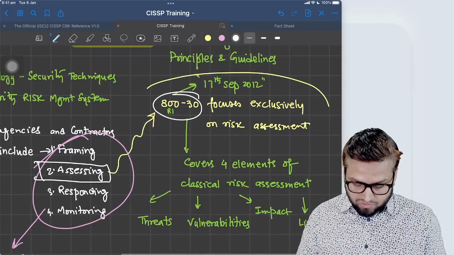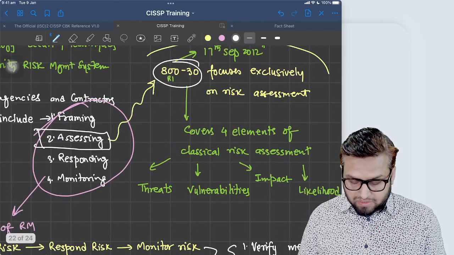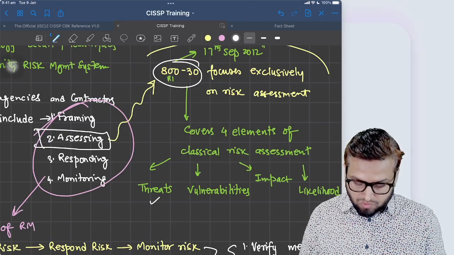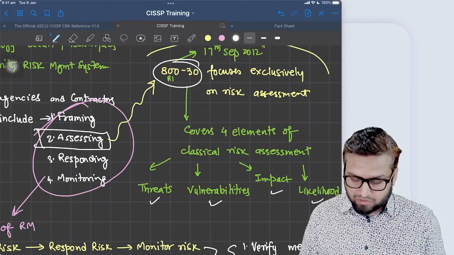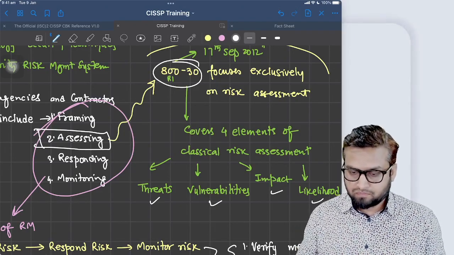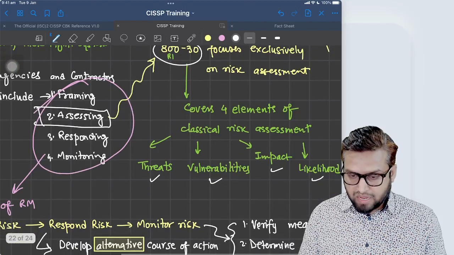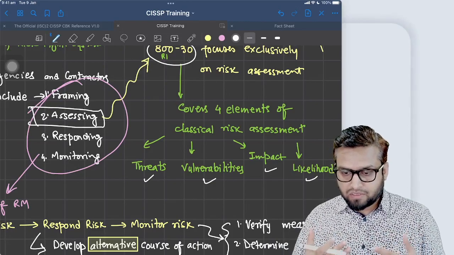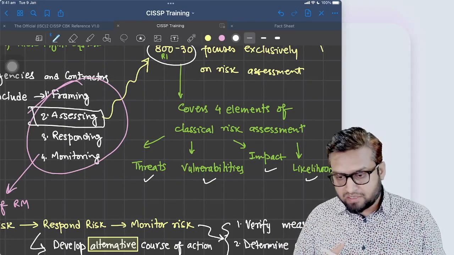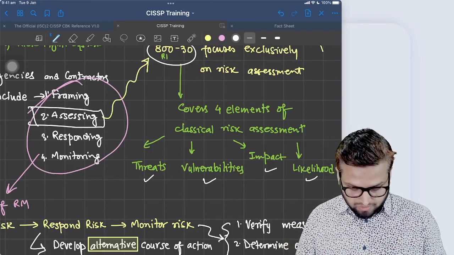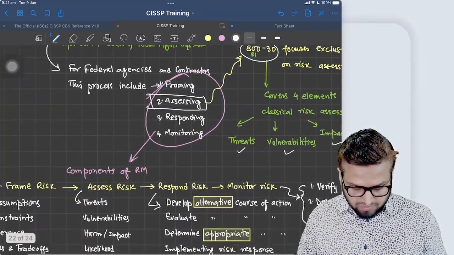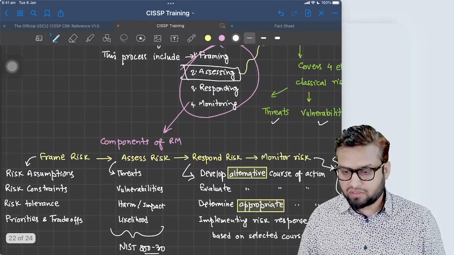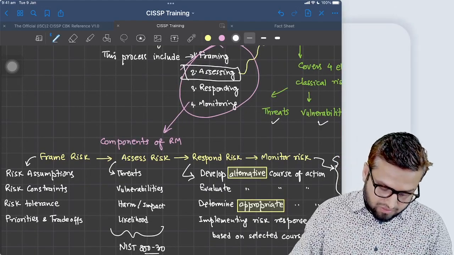Now risk assessment covers 4 elements of classical risk assessment, which is assessment of the threat, vulnerability, impact, and likelihood of a threat exploiting a vulnerability. Right? I think I explained all these terms in my previous video. So if you want to understand, you can refer to my previous video in English and Hindi as well. I have created one video. I have explained this in a linear way as well. But however, if you refer to the NIST documentation, it is like this.